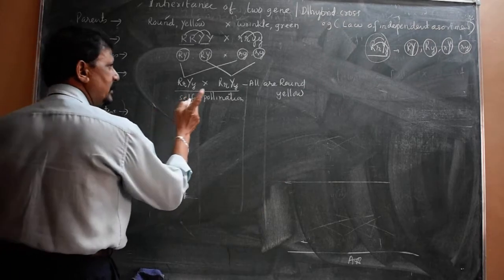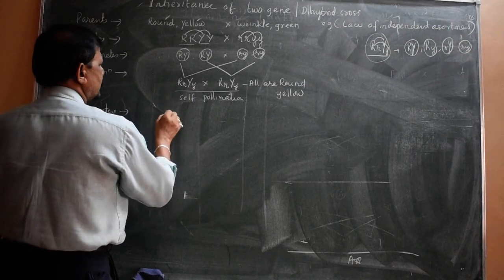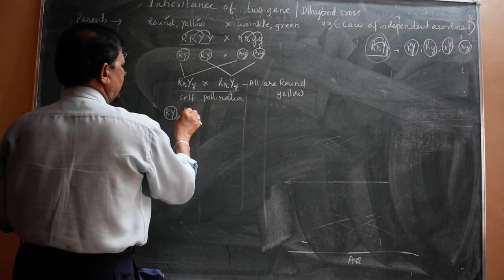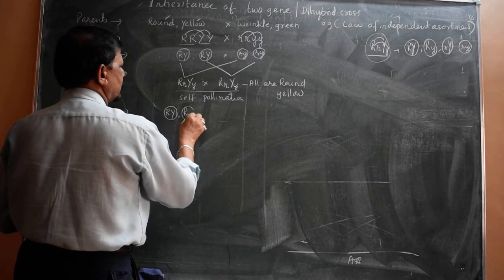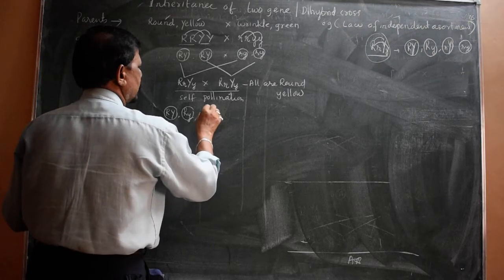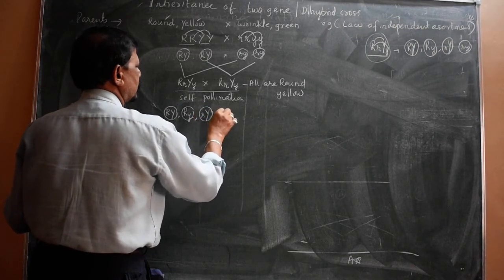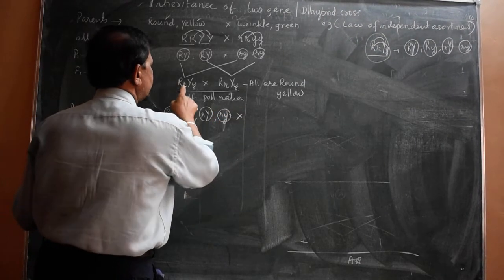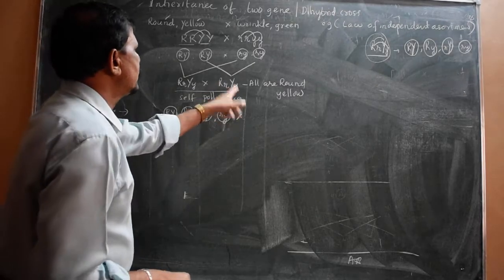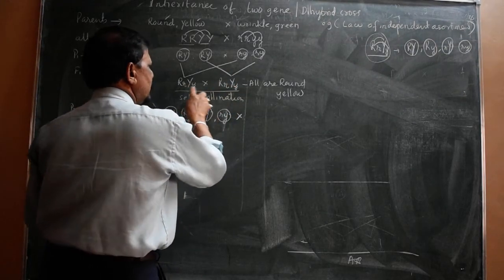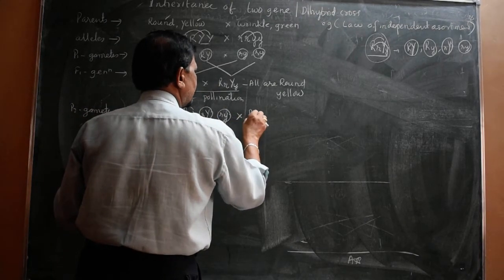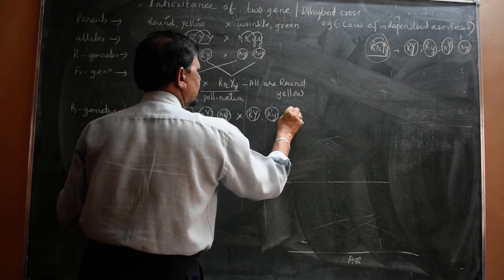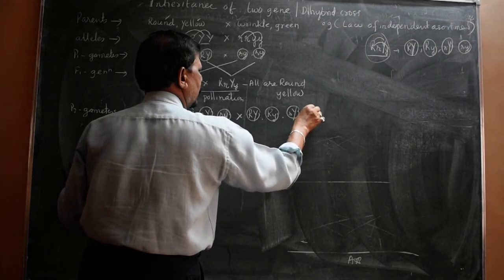So then you can write here the P2 gametes: capital R, capital Y is one gamete, capital R, small y is another gamete, small r, capital Y is another gamete, and small r, small y is another gamete. This is from this plant. Similarly, this other plant is heterozygous with the same genotype, so I repeat: capital R, capital Y, capital R, small y, small r, capital Y, small r, small y.